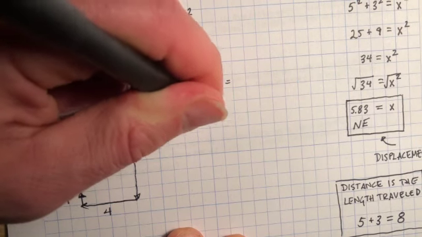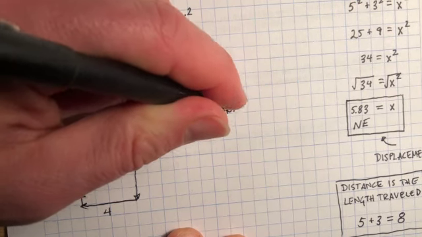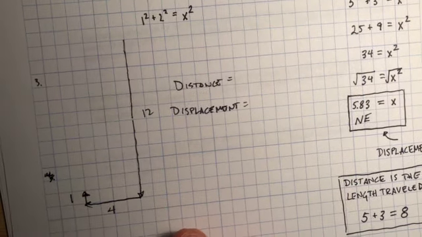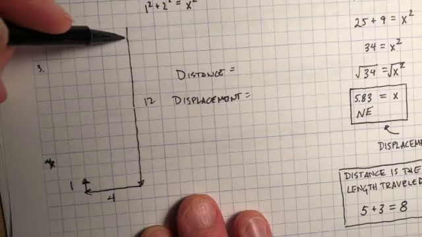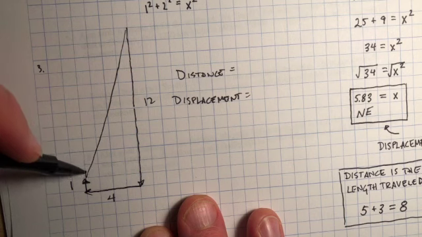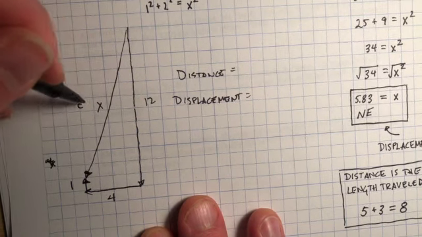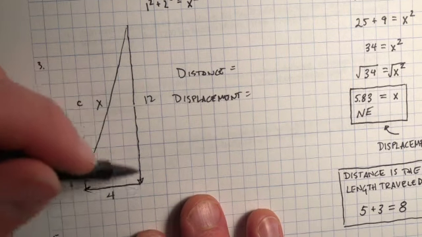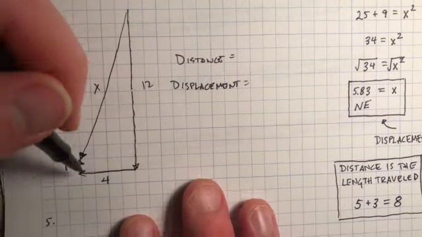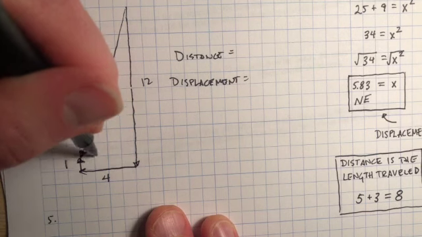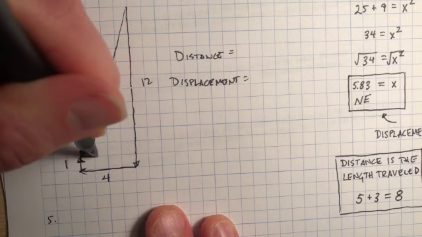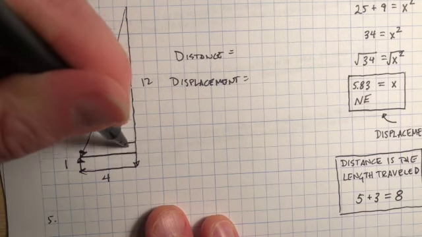Now, we can only have 3 sides on our triangle, and the triangle goes from where you started to where you ended. This is X. This is our side C, right? But this is not a triangle. This is a 4-sided figure. But what if I draw this line right here?